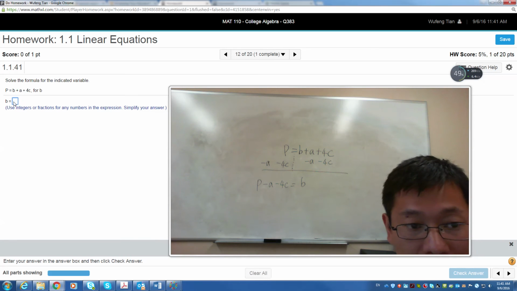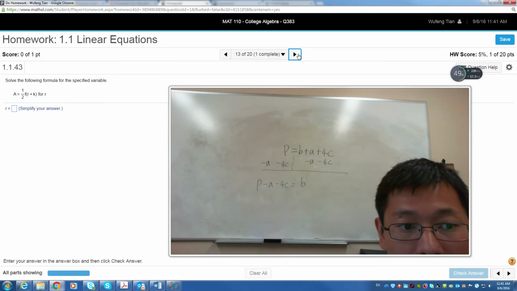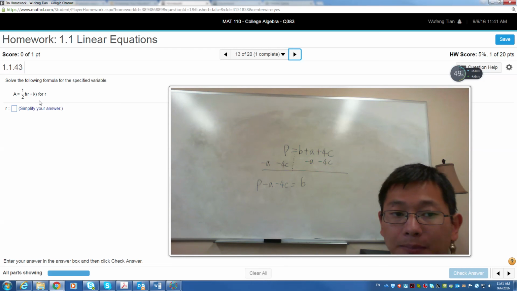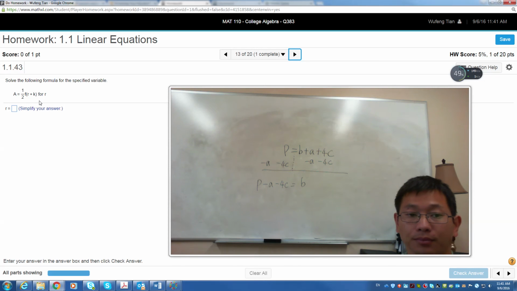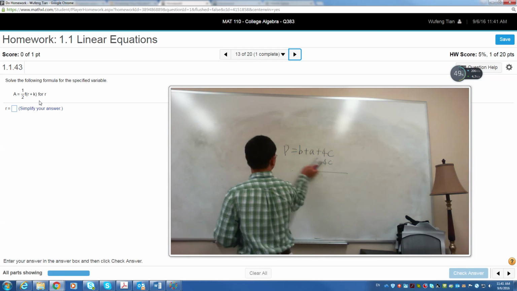I don't want to check it because I know it's right and I have to move the screen again. And this is the same thing you solve for r. You multiply both sides by 2. Okay, let me see. Just one more example.